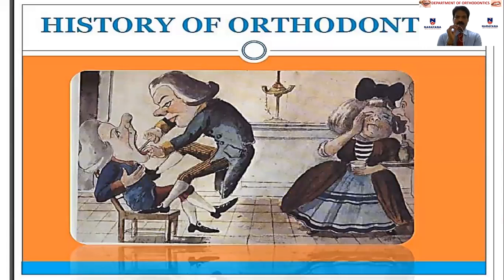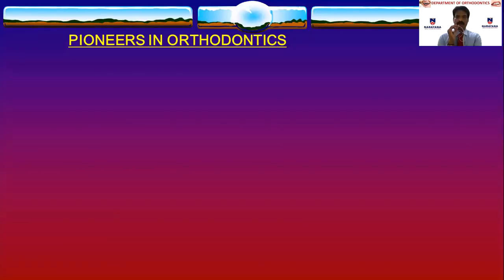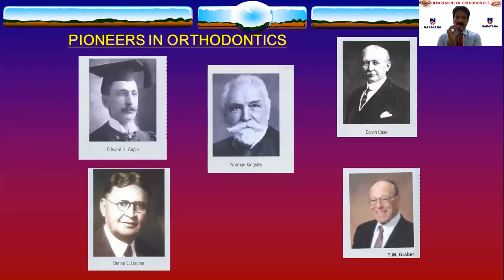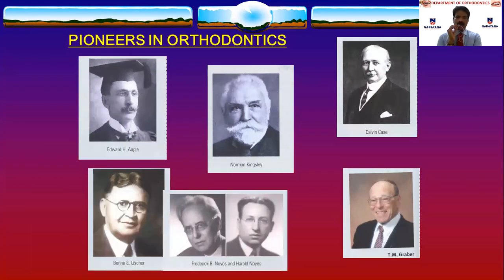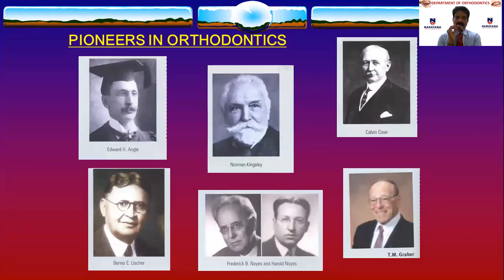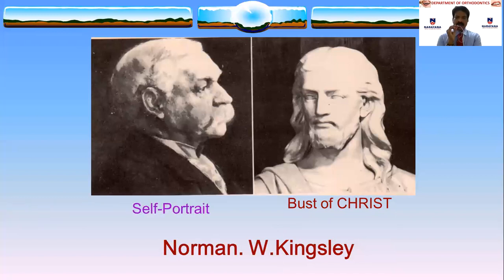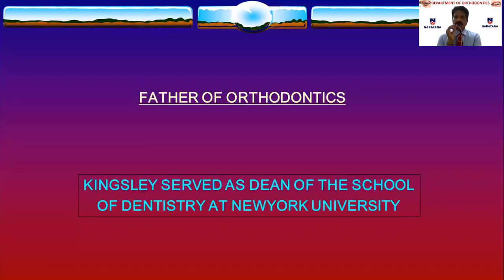So let us look at the brief history of orthodontics. These are the pioneers. You will have the pioneers in all the subjects. The pioneers in orthodontics: Norman Kingsley and Edward Hartley Angle. Kingsley is also called the father of orthodontics, Norman Kingsley. They will ask you this sometimes in the viva.